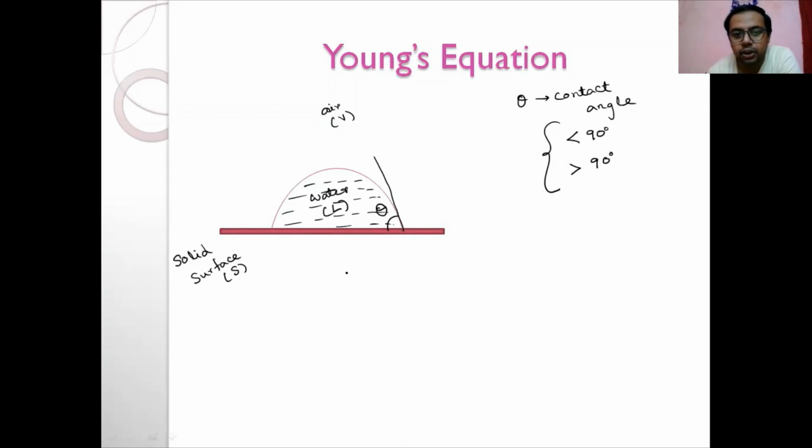Because there is a solid surface, a liquid droplet, and air, vapor is also there. So three phases are present: solid, liquid, and vapor. In between solid and liquid, there would be one surface tension. In between liquid and vapor, there would be another surface tension. And between solid and vapor, there would be another different surface tension.